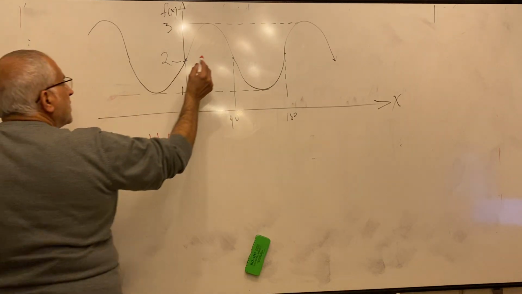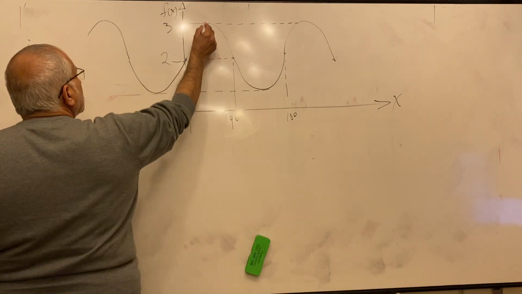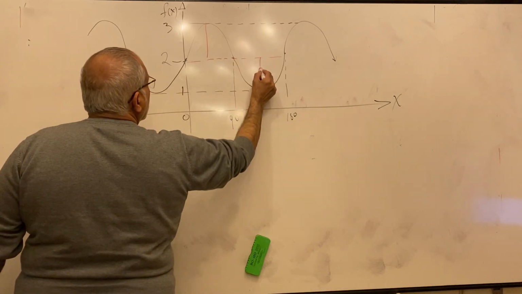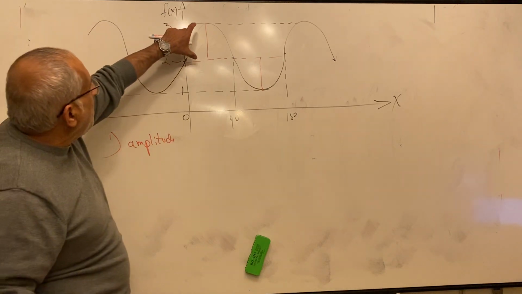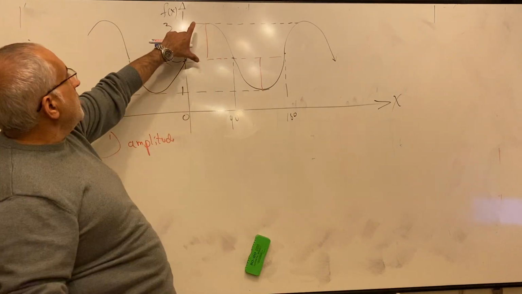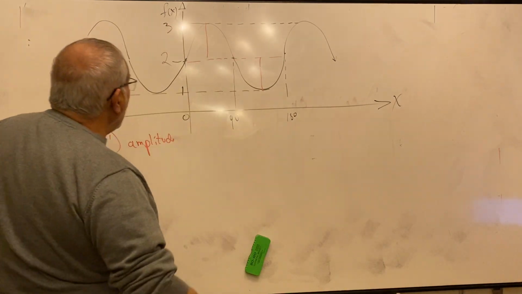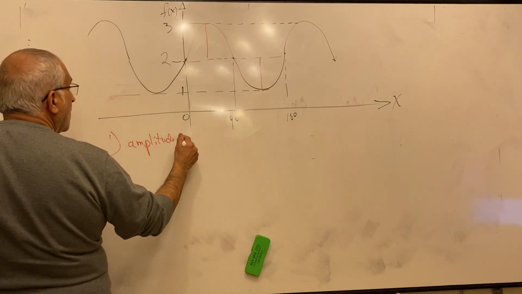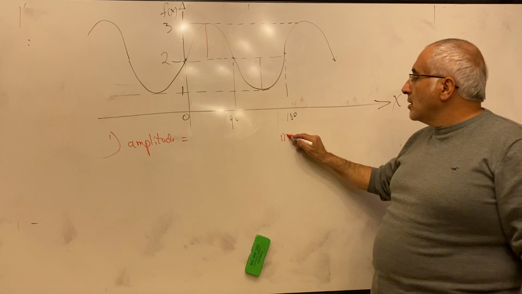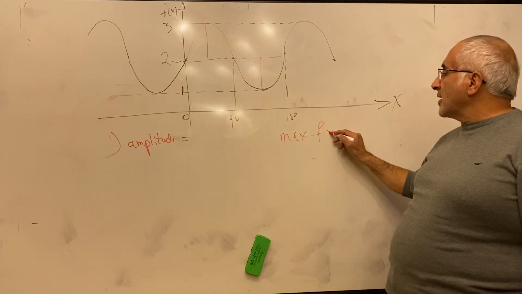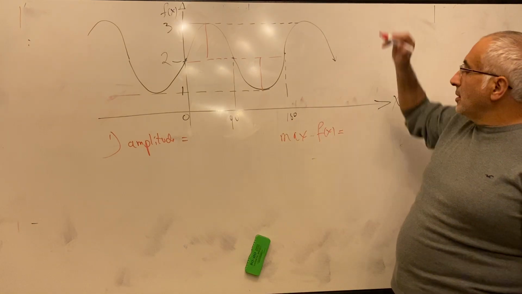Well, the amplitude is how far up or how far down it goes. By recognition, you can tell this is up by 1, so far up to 1, or down to 1. But if I want to do some calculation, let me ask you a question first. What is the maximum value of this function? What is the maximum value of f of x? You can see the 3.